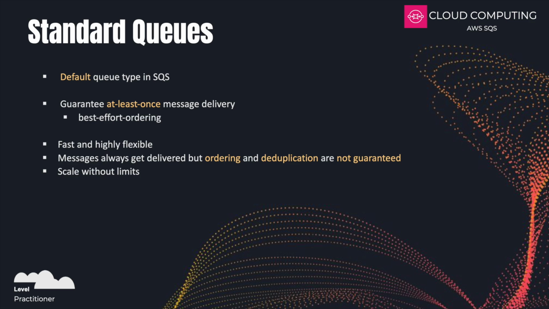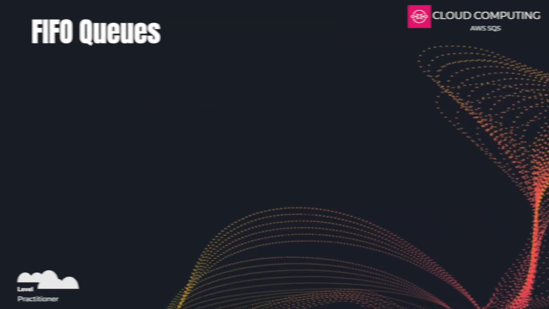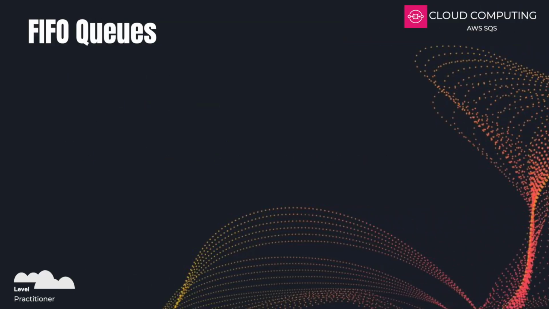So to summarize what you should remember about standard queues, first, they're built to be fast and highly flexible, which is why they're the default option in SQS. Second, messages are always delivered, but you might occasionally receive a duplicate. Third, delivery order is generally maintained, but is not guaranteed to be perfectly consistent every time. And lastly, standard queues can scale almost without limits in terms of throughput, making them the go-to option when you need massive performance. Now let's talk about FIFO queues.